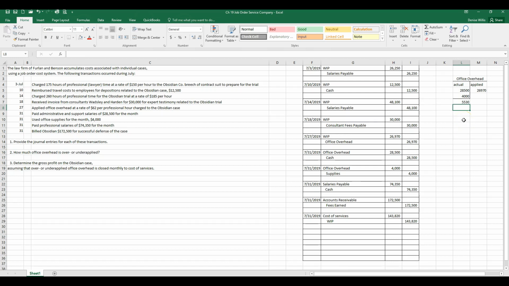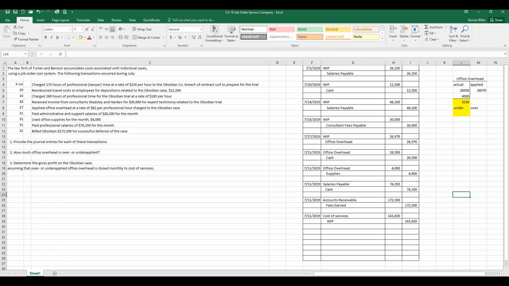Is it over applied or is it under applied? Okay, our actual cost came up to a higher number than what was applied, so we did not apply enough. A debit balance in this account implies that it is under applied. If we had had a credit balance, it would be over applied. Okay, so that's what you're going to do with all that. Back over here, how much office overhead is over or under applied? Our answer is $55.30 is the amount, and it is under applied. Let me go ahead and put some kind of highlight on that. Keep track of it. Okay, that's the answer for number 2.